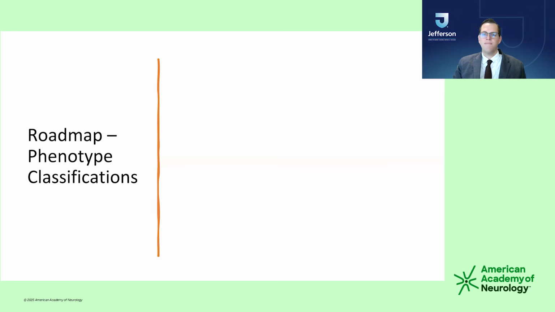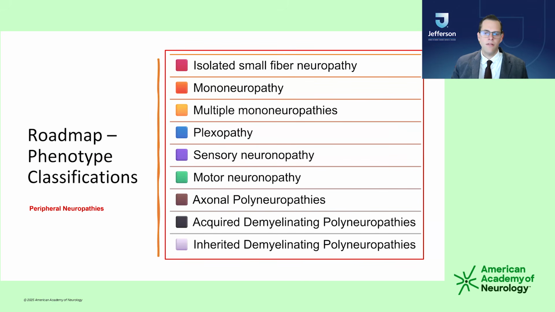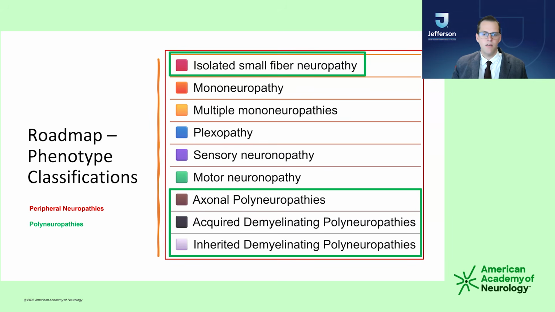So now that you have the history and physical exam, let's discuss the phenotypes. Now, all of these in the red box are peripheral neuropathies, but these can further be classified into polyneuropathies. Remember when I said polyneuropathies are dominantly length-dependent processes? Well, it's because all these can present in a length-dependent pattern, but not always.